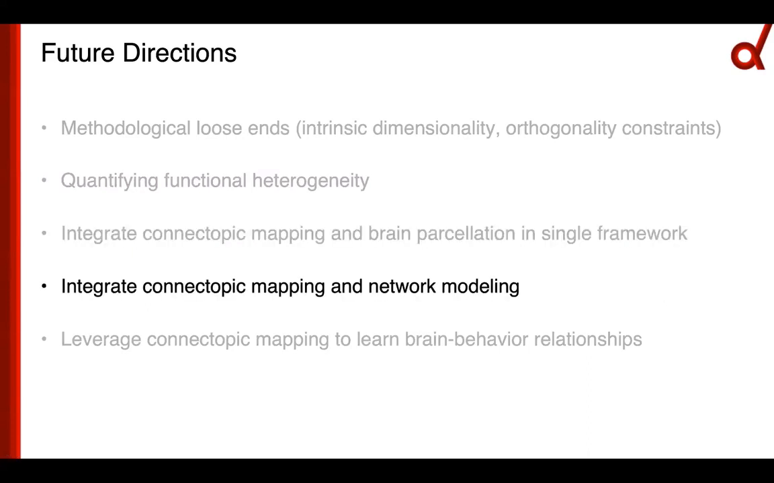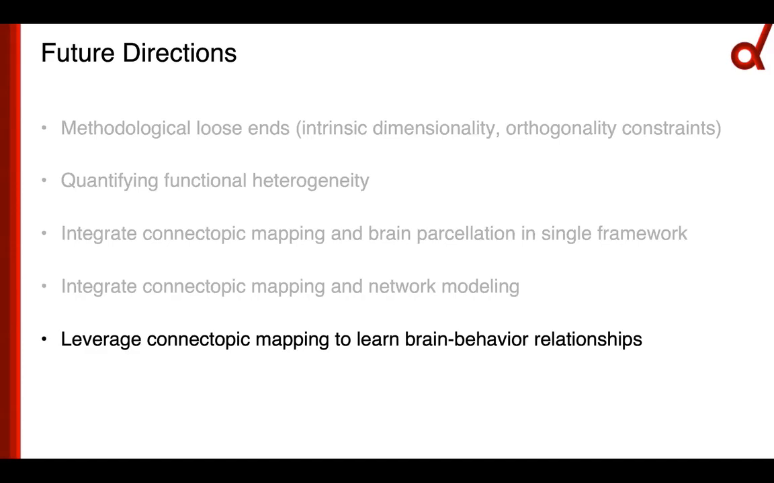A fourth important direction for future work is to integrate connectopic mapping in brain network estimation. In the face of functional heterogeneity and multiplicity, accurate network modeling requires accounting for the complex hierarchical covariance structure within and between areas. Connectopic mapping and spatial statistical modeling methods provide a means to understanding this structure, but have yet to be incorporated in a framework for network estimation.